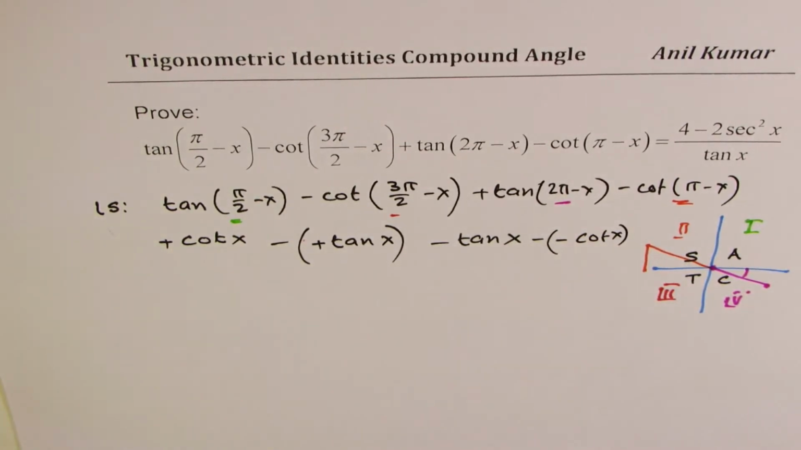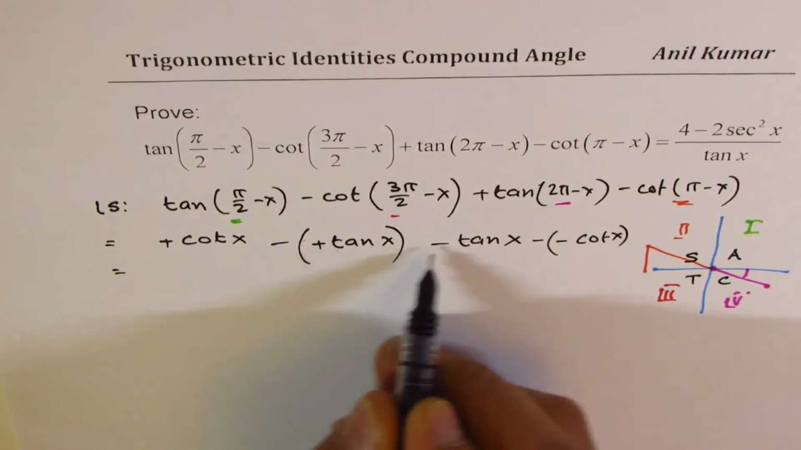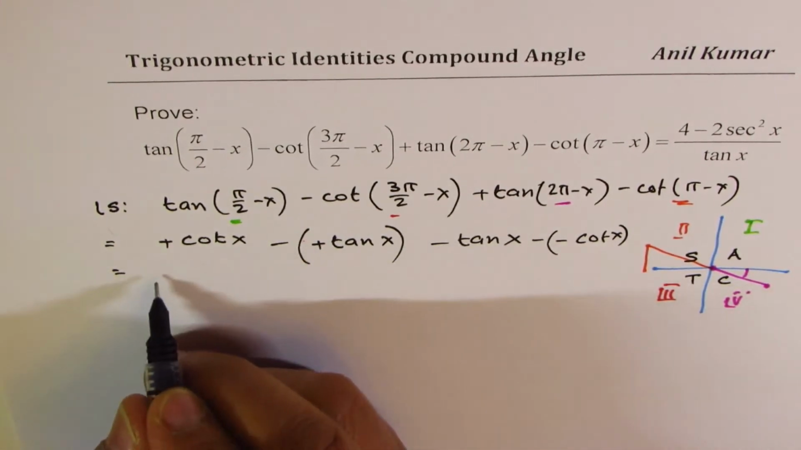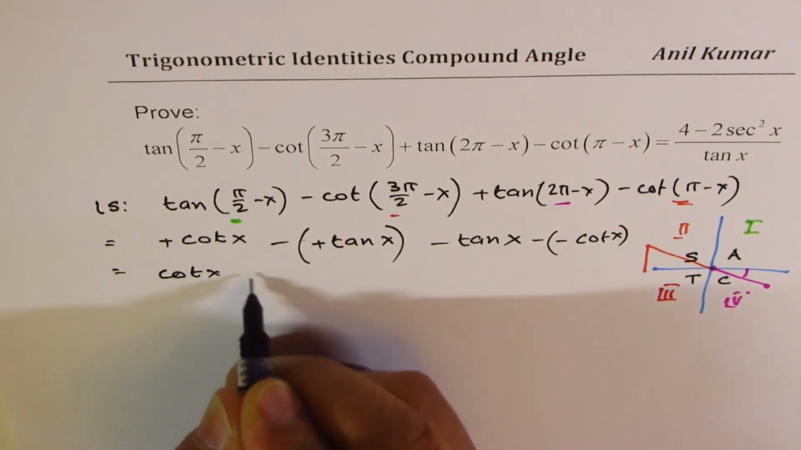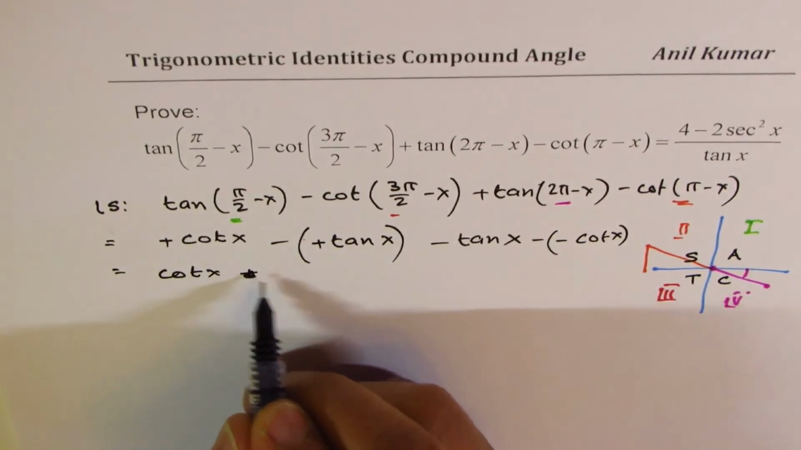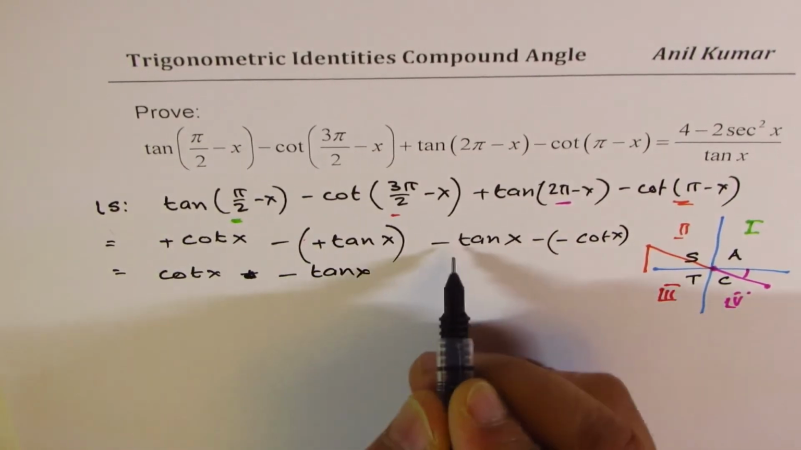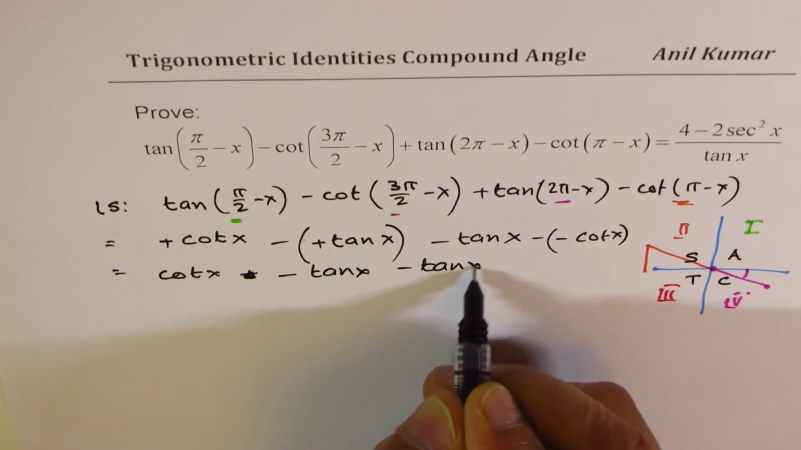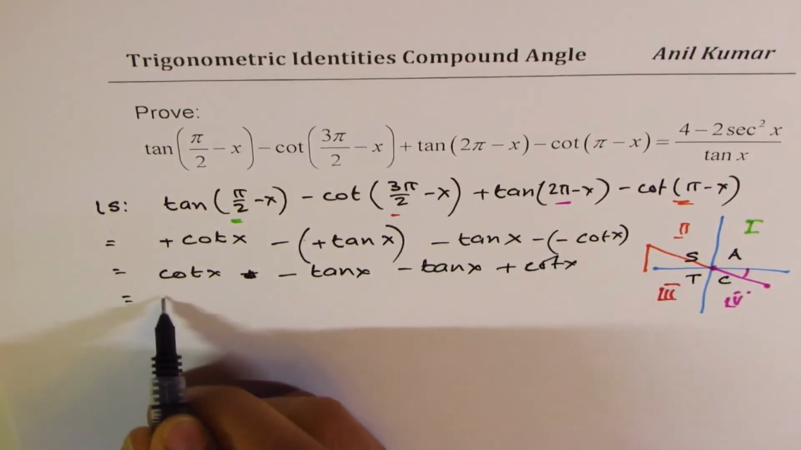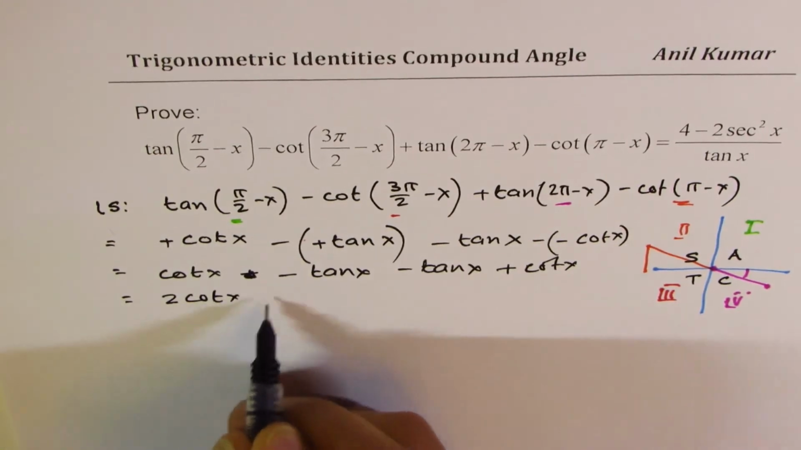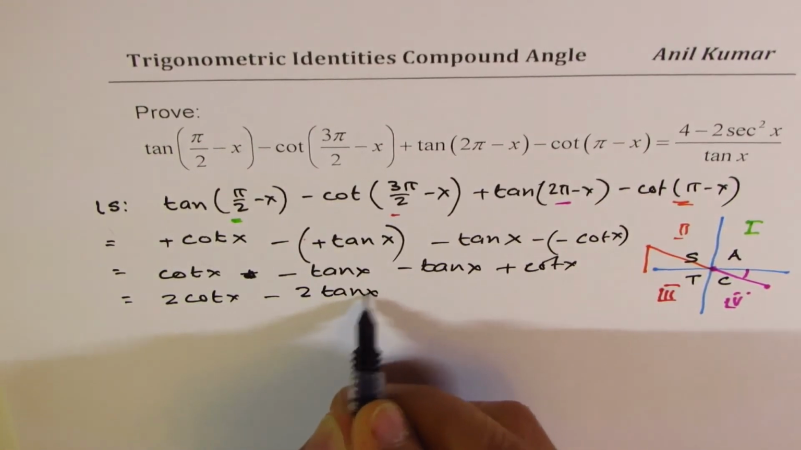Perfect. Is that clear? Now let me just add a step here to take care of these signs. We get cot x plus cot x, and I'm rearranging, right? Cot x plus, or let me just write as such. Plus and minus is negative tan x, minus tan x, minus minus plus cot x. So we'll combine these two. So we get 2 cotangent x minus 2 tan x.